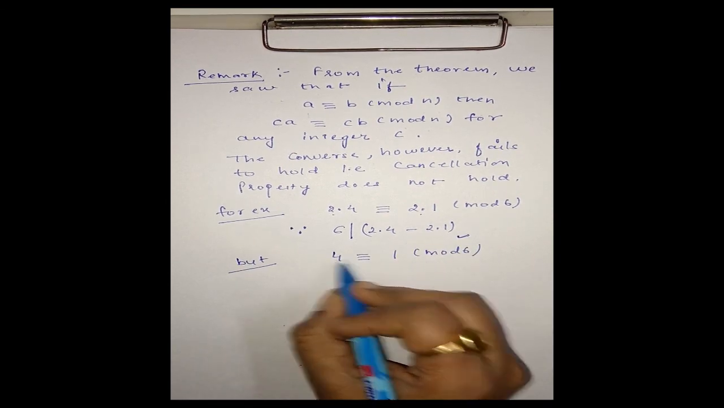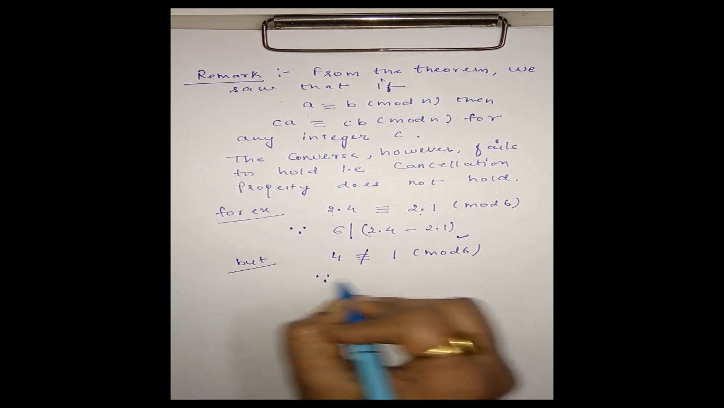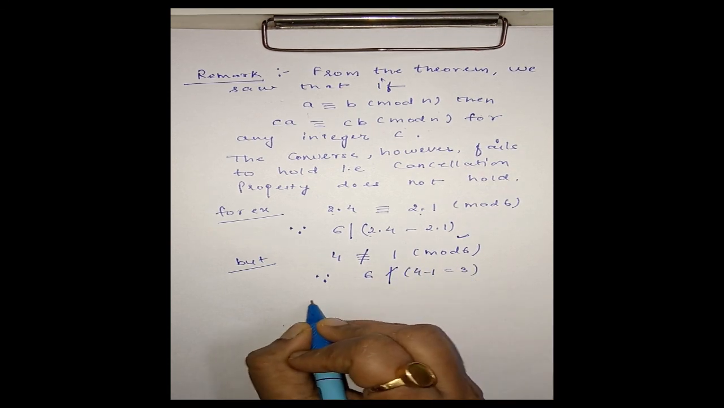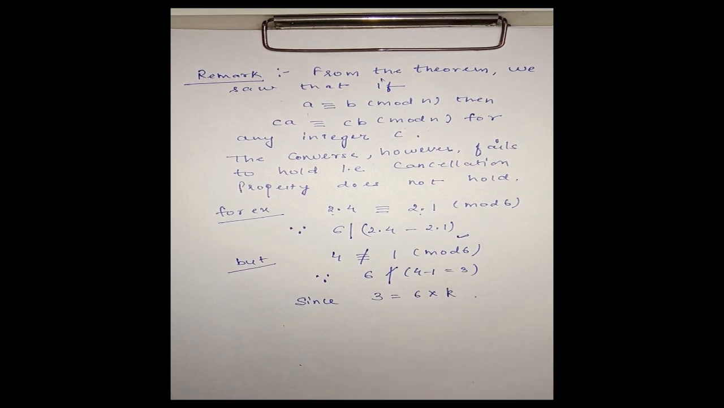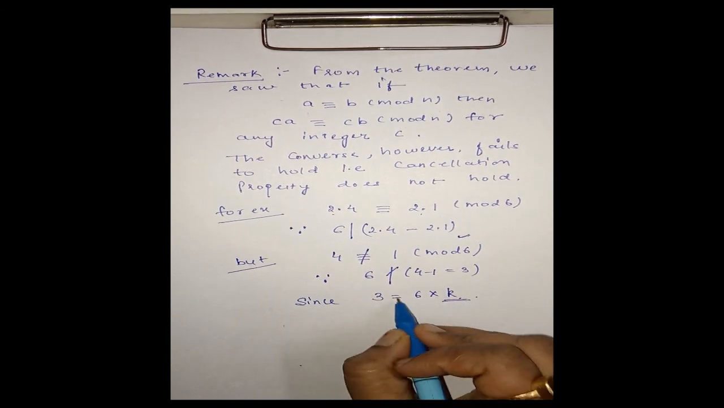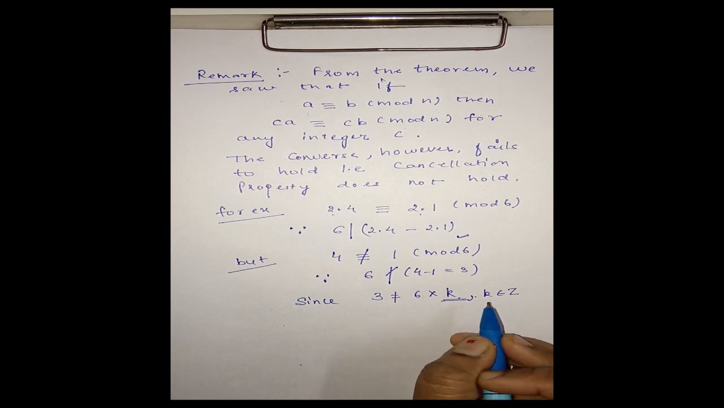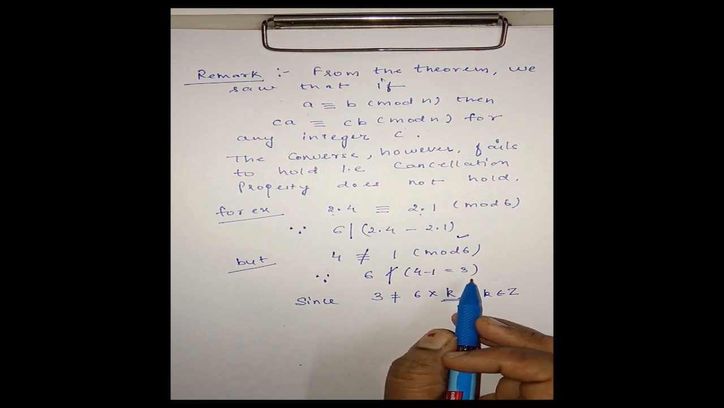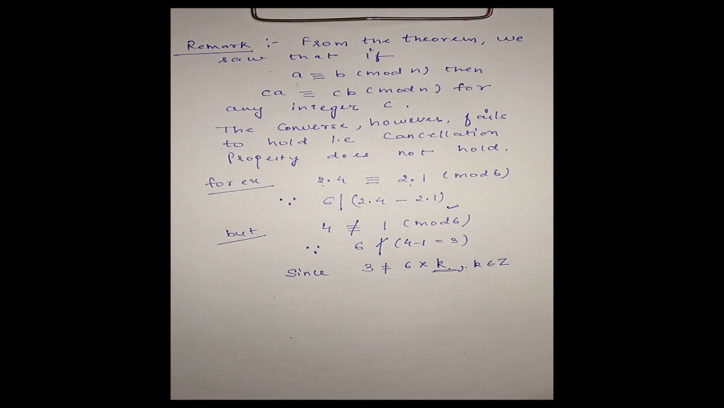Is this true? Does 6 divide 4 minus 1, that is 3? No, since 6 does not divide 4 minus 1, that is 3. Since 3 is not a multiple of 6, there does not exist any integer k such that 3 is equal to 6 into k. That means 6 does not divide 3. Clear? That means the cancellation law does not hold. Clear?